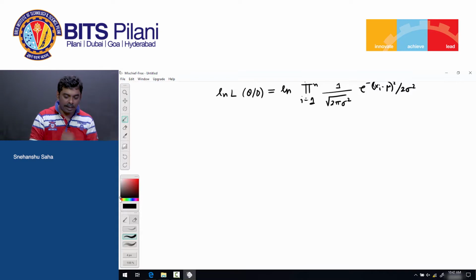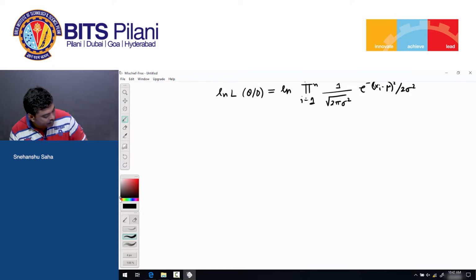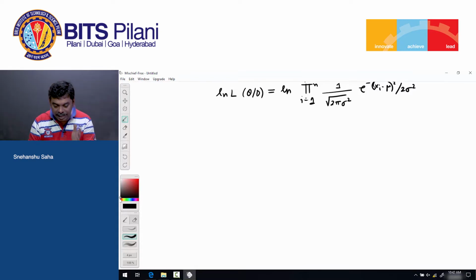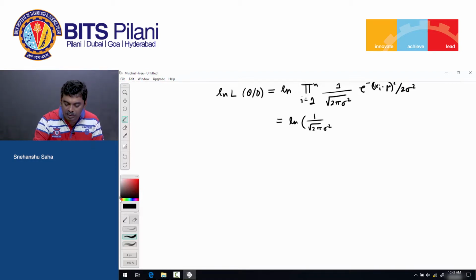Okay. All right. Now, what will happen is, because it's a log of a product, there is a nice property of logarithms, so that the product can be split into sums. So I'll have a bunch of logarithms. If I write it this way, I can write it as 1 over square root of 2 pi sigma square e to the power minus (x1 minus mu) square by 2 sigma square, and so on.